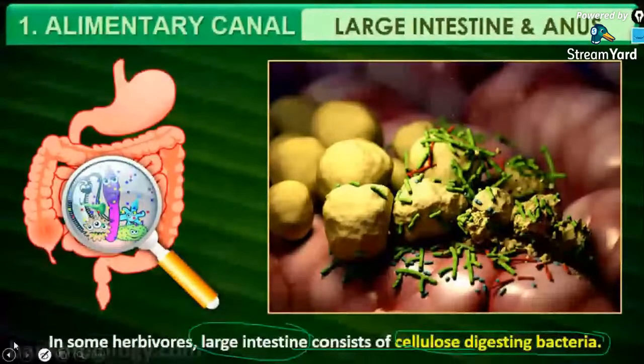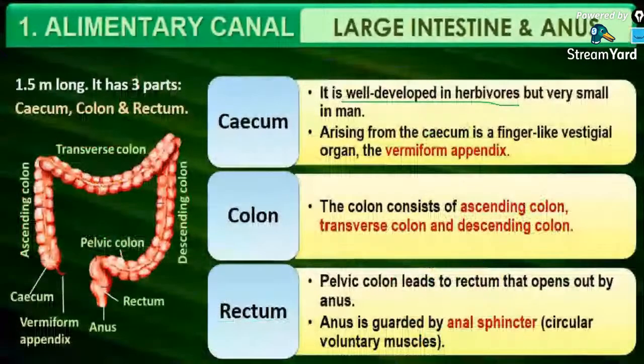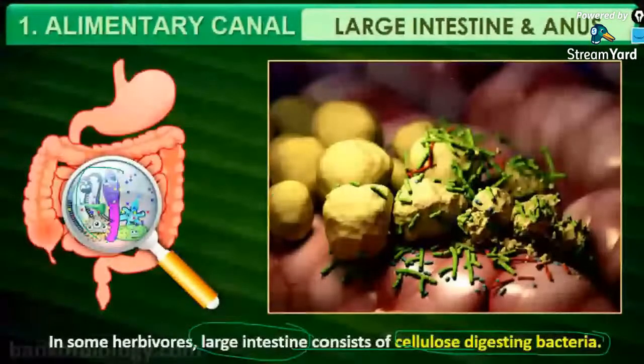We have studied in the last slide that the cecum is well developed in herbivores. It helps in cellulose digestion. So the cecum has a small blind sac that hosts certain symbiotic microorganisms. Give me hearts on the screen if it's clear.